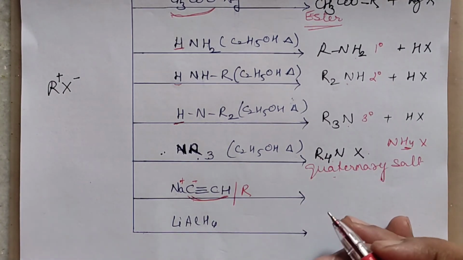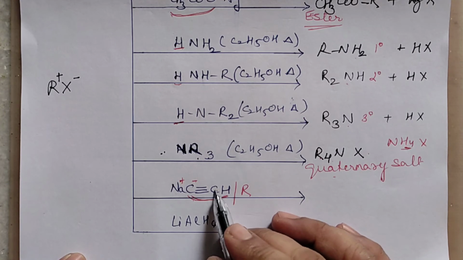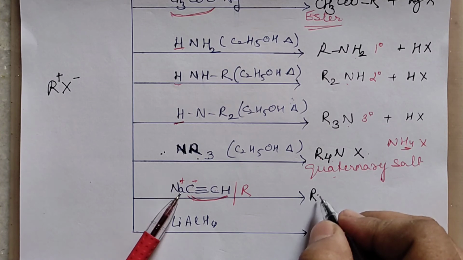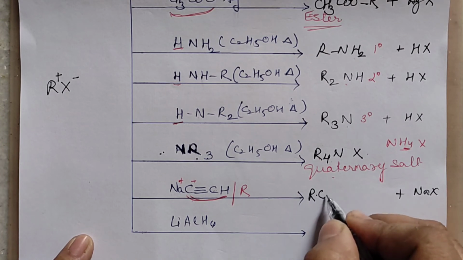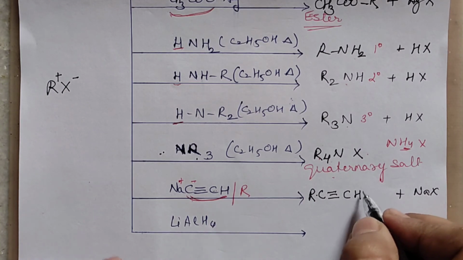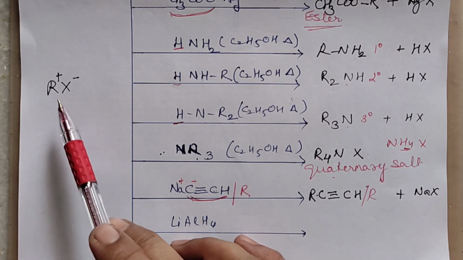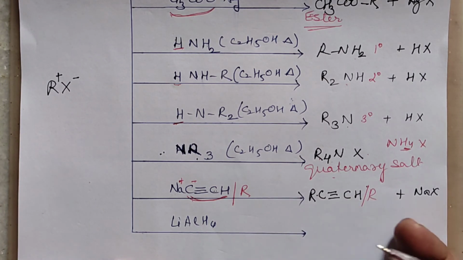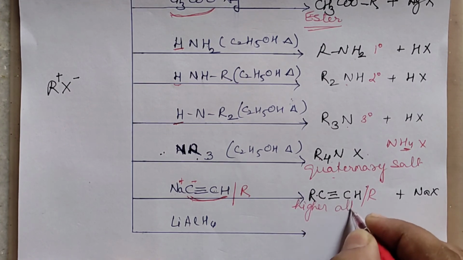So what product will you get? Just see the product. This X position will be taken by HC triple bond C. So you'll get R. Na and X I will remove as one product, NaX. So it is R, C, triple bond, C, H. Had this also been R, you would have got some higher alkyne. That is a very, very important reaction. Alkyl halide, if you react with sodium acetylide or some acetylides or higher alkynides, you will get higher alkynes. Higher alkynes can be obtained.